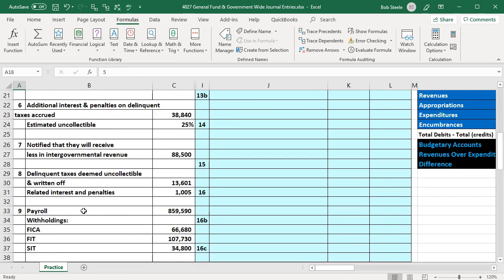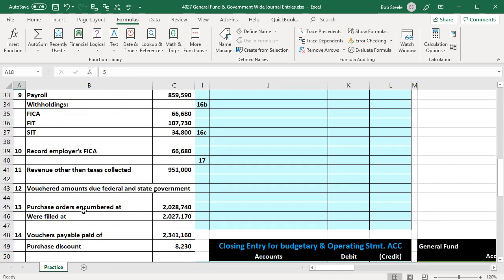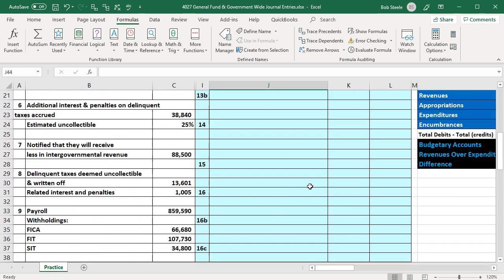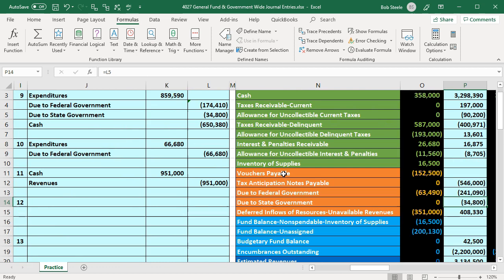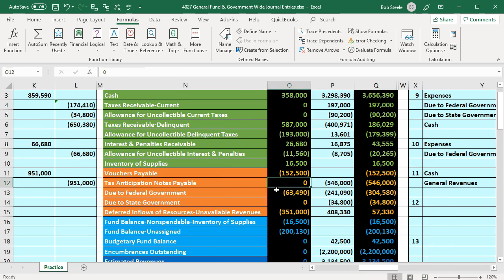Let's go back to our transactions, see what's next. So we're going to scroll down to number 12. Within number 12, we have vouchered amounts due federal and state government. In essence, we're going to move the amount due to the federal and state government out of the liability account due to federal and state government and put it into what we would think of as a payable account, which would be the voucher payable account. So this is what we owe to the federal and state. We're going to make those zero, and then move those balances to the voucher payable, from where we will then pay them, taking it out of voucher payable and paying the cash.